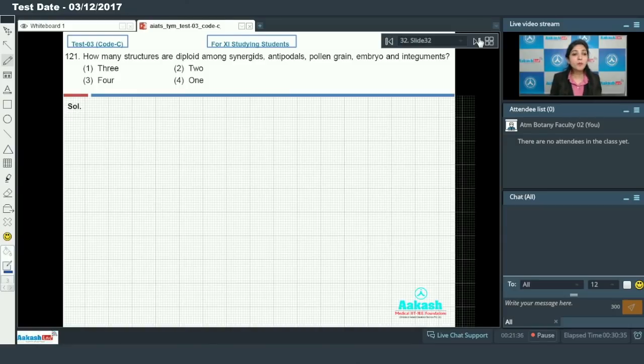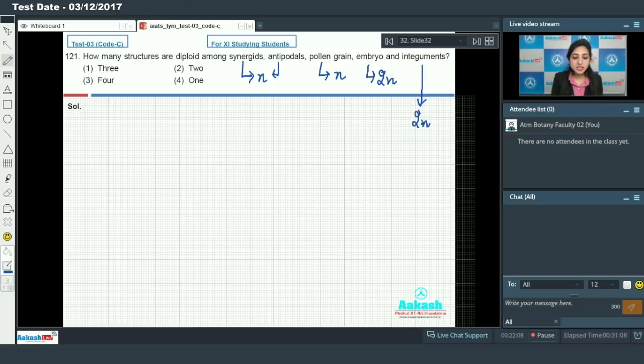Question number 121. How many structures are diploid among synergids, antipodals, pollen grain, embryo and integuments? Synergids and antipodals, they both are members of the female gametophyte and they are haploid. Pollen grain is haploid, it is a male gametophyte. Embryo is formed after the division in the zygote, so it is diploid, and integuments is also diploid.